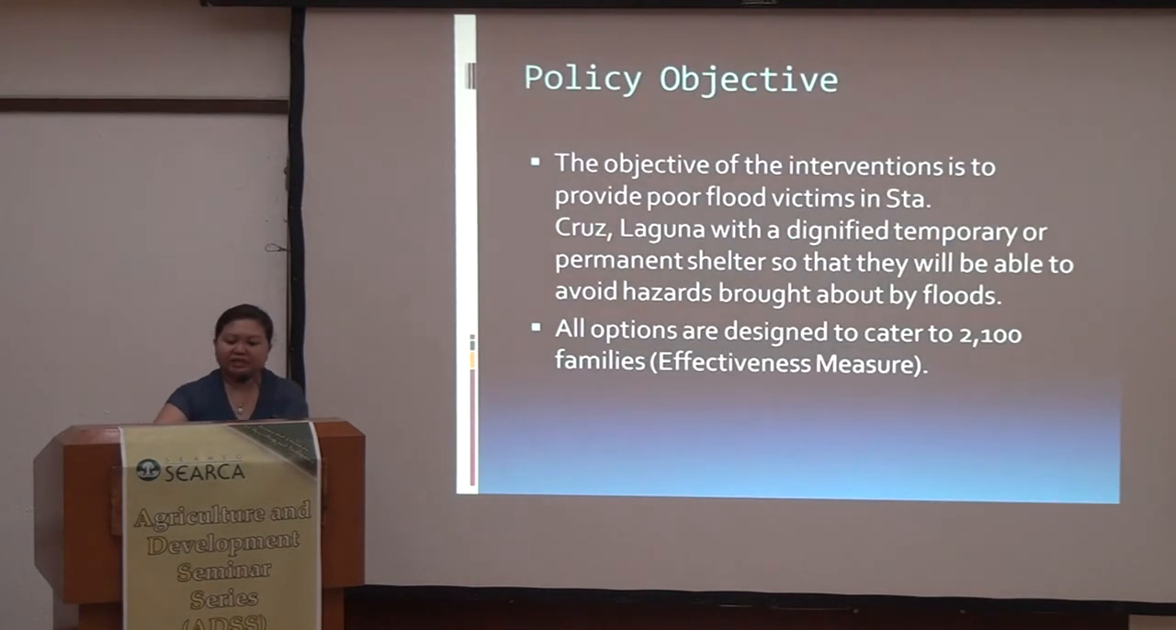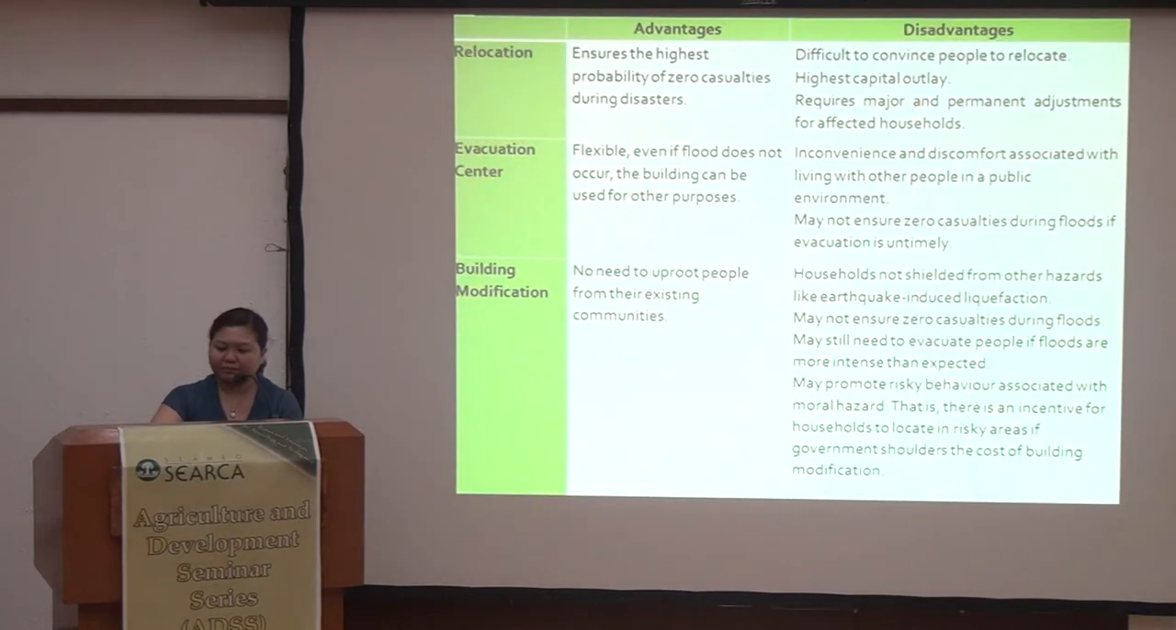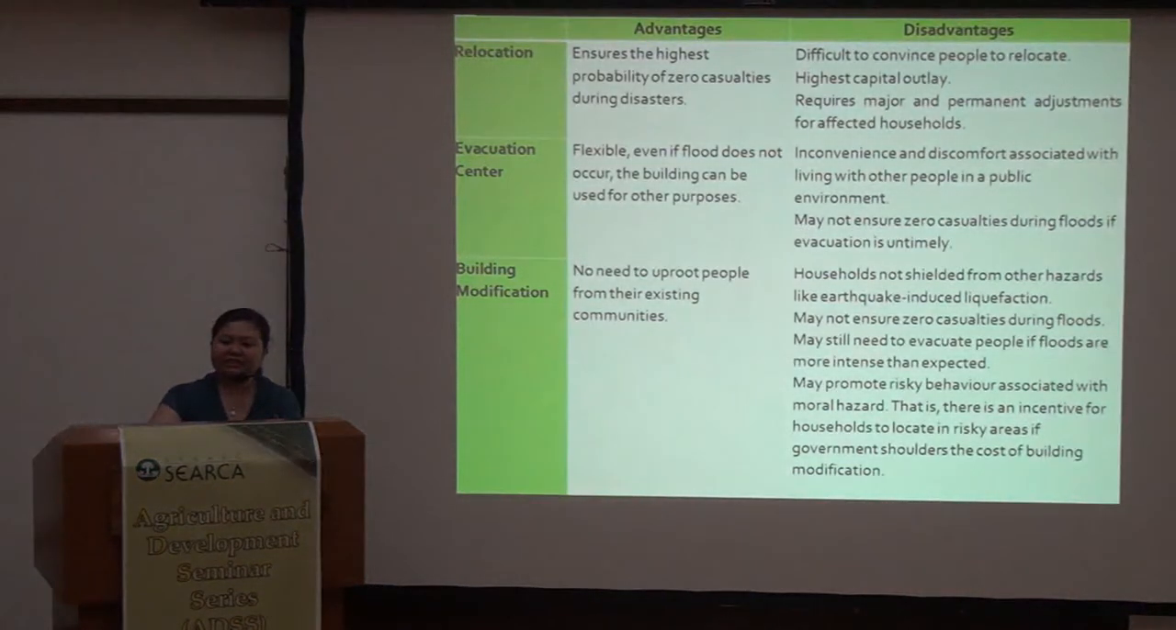So the policy objective is to provide poor flood victims in Santa Cruz, Laguna with a dignified temporary or permanent shelter so that they will be able to avoid hazards brought about by floods. And all options were designed so that they cater to 2,100 households or families. And this is our effectiveness measure. There are advantages and disadvantages that need to be put forward.